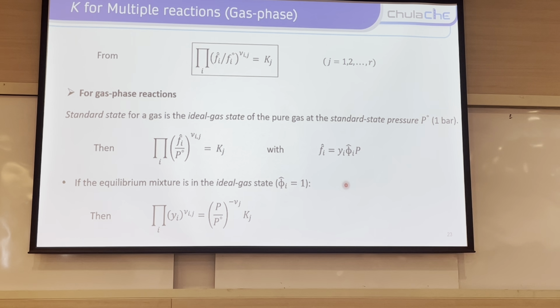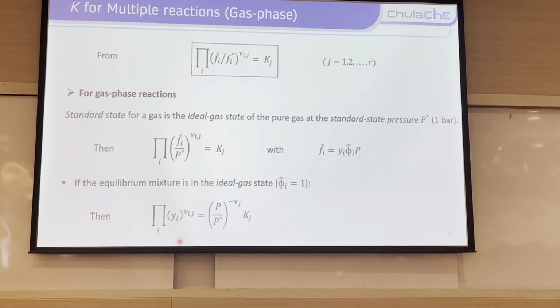For example, if you have a system where the chemical reaction is carried out at a very low pressure and at a temperature higher than room temperature, but the low pressure is the key, in that case you can assume that all the gas species behave like an ideal gas. So you can assume that the viscosity coefficient in solution here equals unity, and in that case you can get this form of equation.